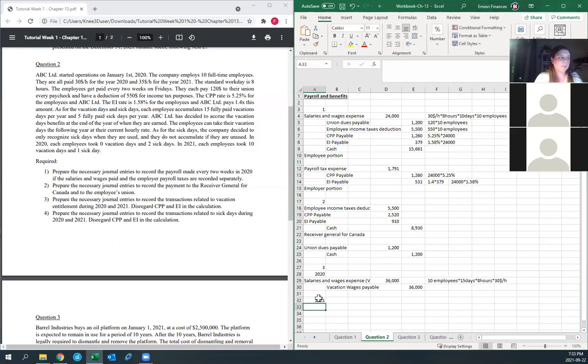For 2021, we're going to accrue first what they earned during the year. So it's the same transaction, same accounts. The amount is going to vary. So now it's 10 employees times 15 days times 8 hours per day. And the current hourly rate changed during 2021. It's now $35 per hour. And it's the same credit. So I'm going to put the calculation here.